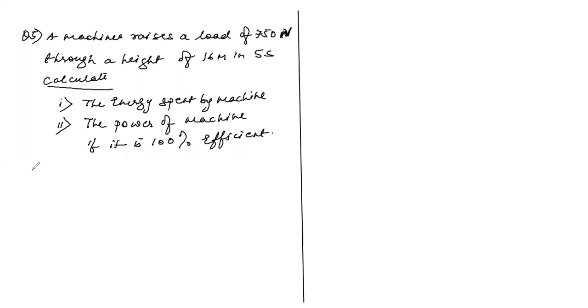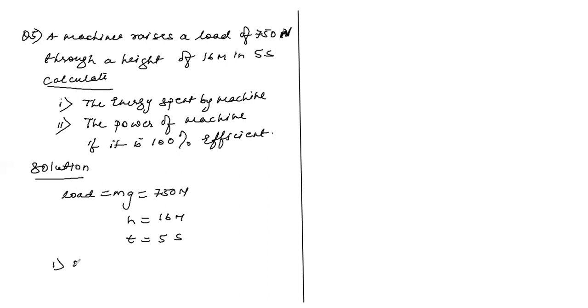So what happens is, solution: whenever I see a load, especially in a work example, I'll take it as mg, m into g. How much is it, children? 750 Newton. We don't do any calculation, but a load is the weight lifted through a height h. H is how much, children? Height is 16 meters. And what is the time taken? 5 seconds again. Now, the first part of the question is the energy spent by the machine.